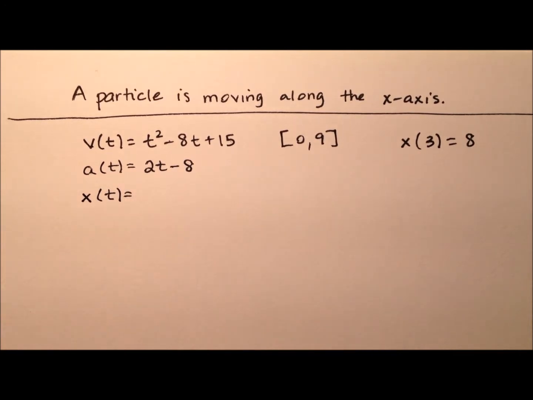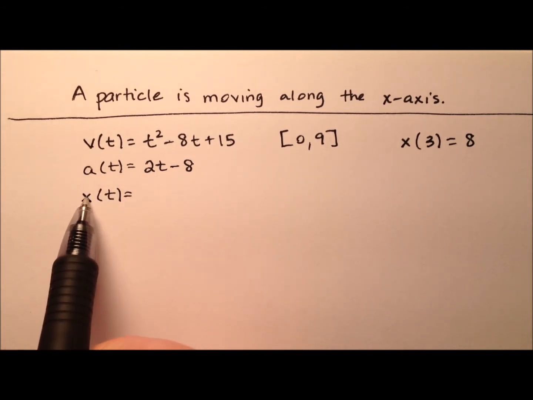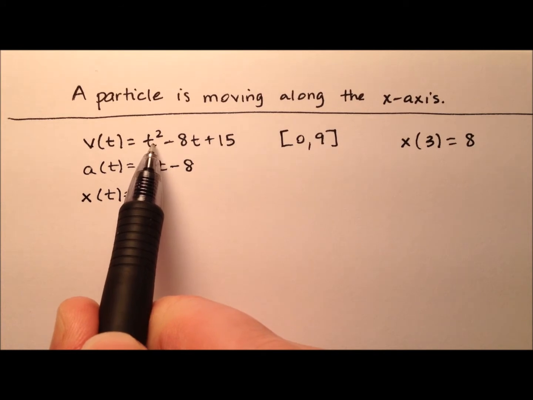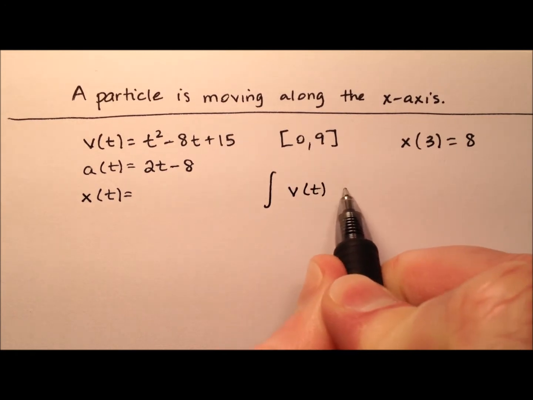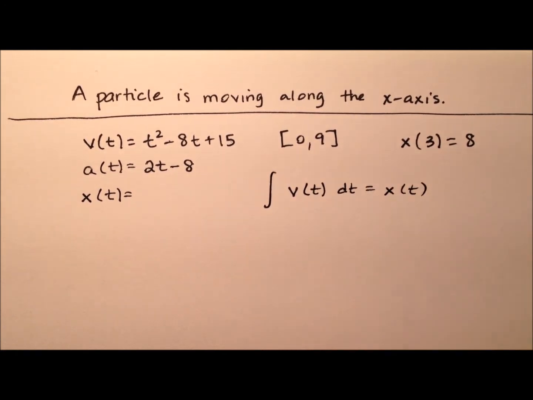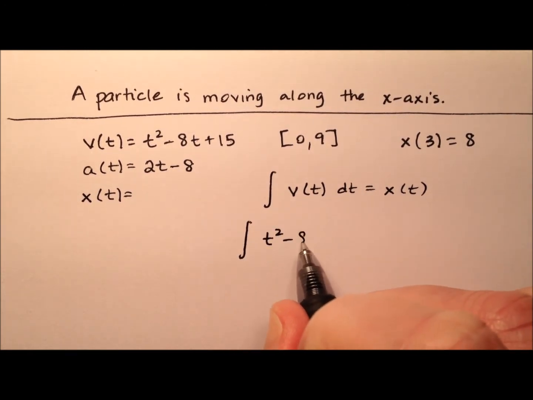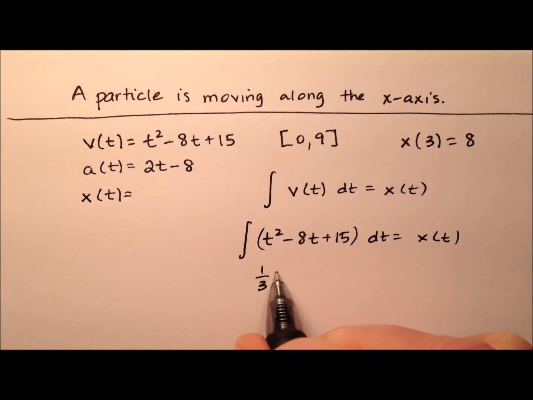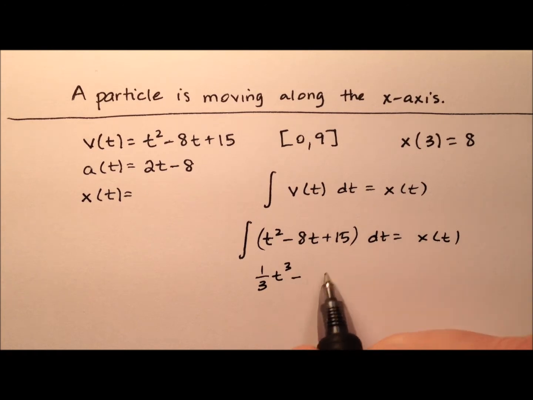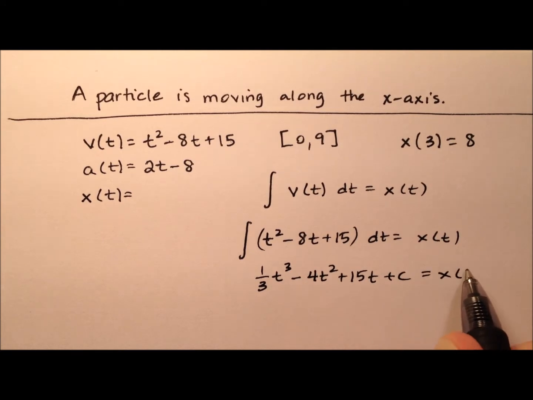Okay, so x of t is going to be our position on the x-axis. Well, to go from velocity to position, I need to integrate, okay? So I'm going to integrate my velocity function with respect to t, and that's going to be my position function. Let's go ahead and write that down. So let's integrate t squared minus 8t plus 15 with respect to t, and that'll be my position function. So it looks like I'll have 1/3 t cubed minus 4t squared plus 15t plus c.